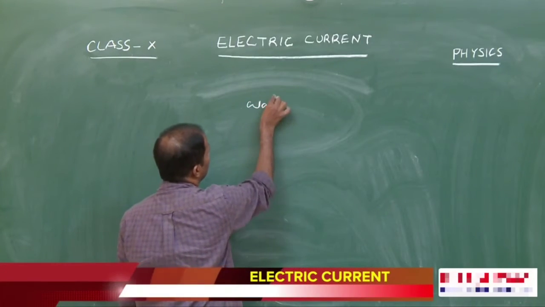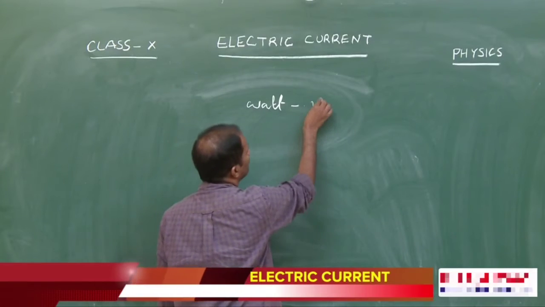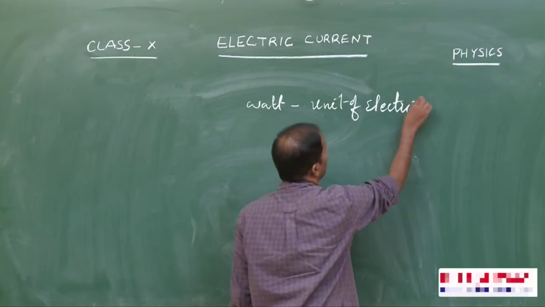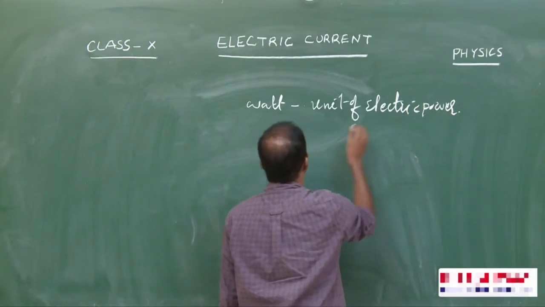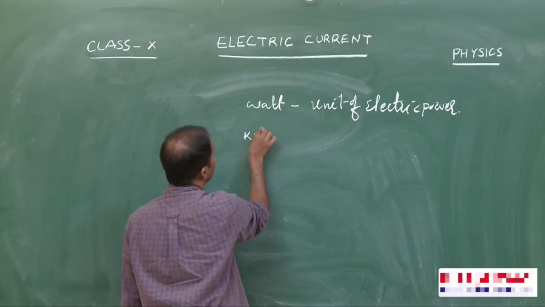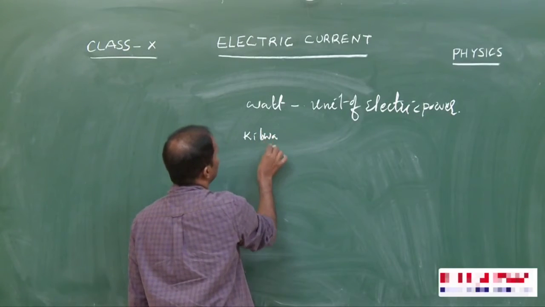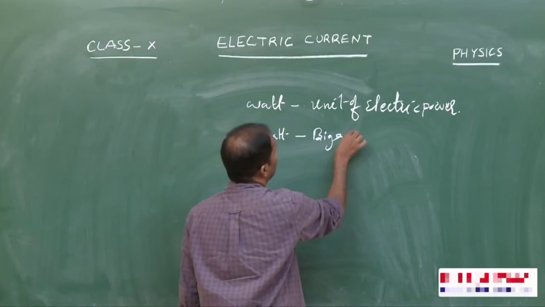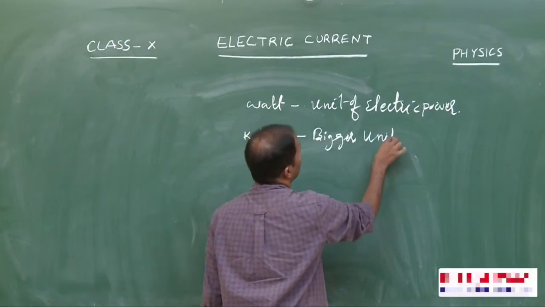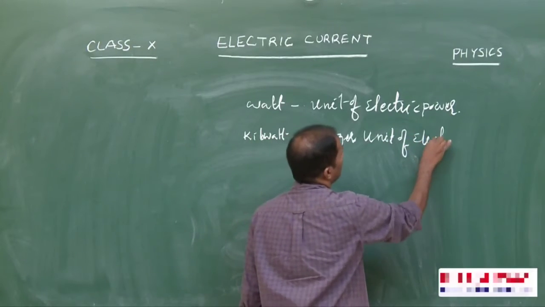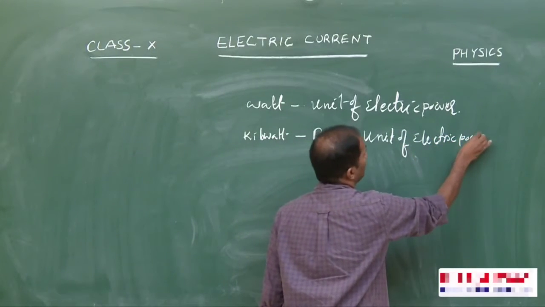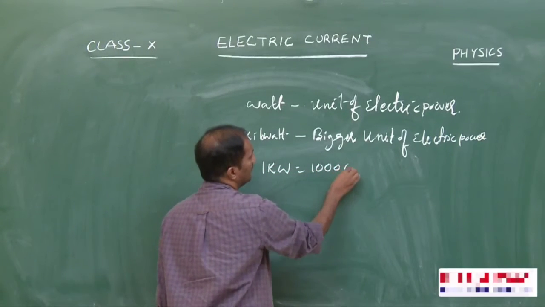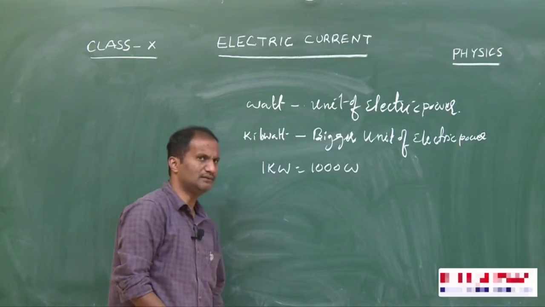Generally, watt is the unit of electric power, but the biggest unit is kilowatt. Kilowatt is a bigger unit of electric power. 1 kilowatt is equal to 1000 watts.